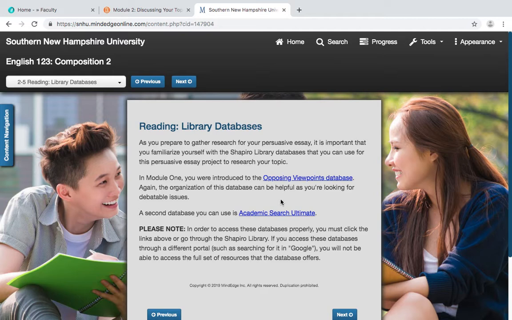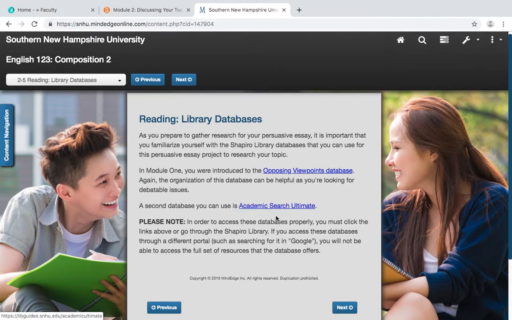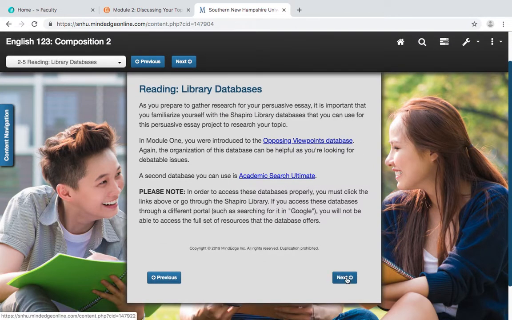Reading library databases. We've talked a little bit about opposing viewpoints. We're going to spend a little bit of time talking about other databases. But if you read through here, it gives you some additional options as far as what you might want to do for your research if you aren't finding everything you want in opposing viewpoints.